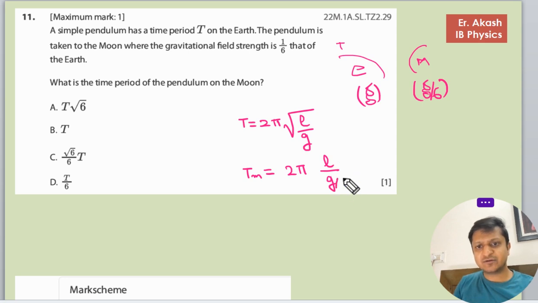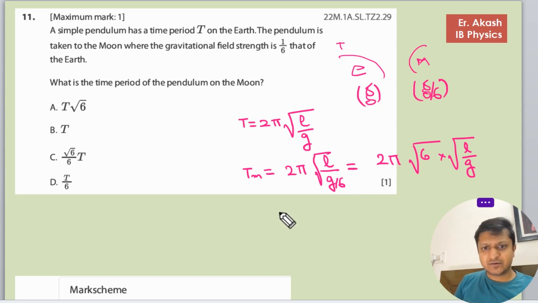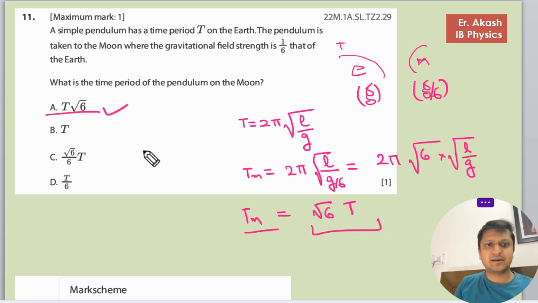It will go above. Okay, I'll write like this only. 6 into L by g. So this will be equal to root 6 T. Okay, so that T will be the new time. The time at the moon will be root 6 T. A will be the right answer.